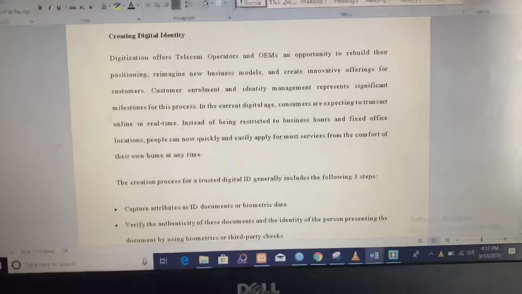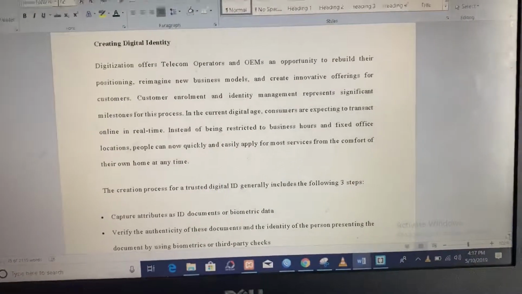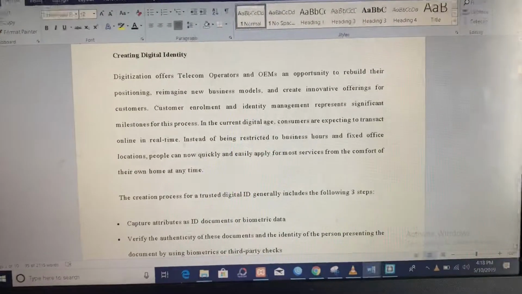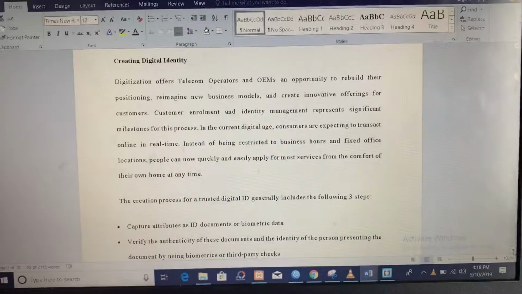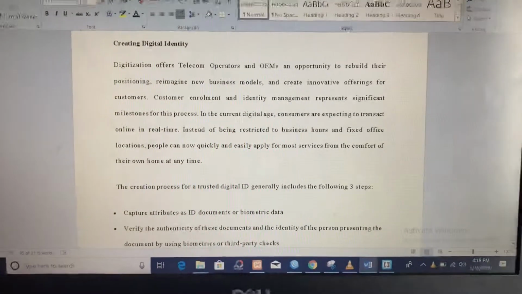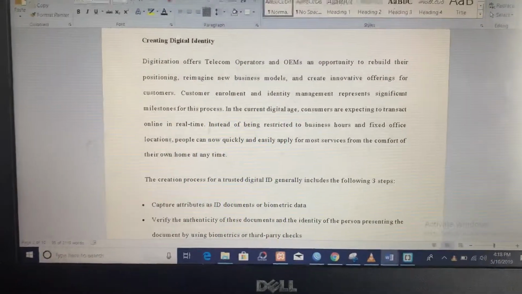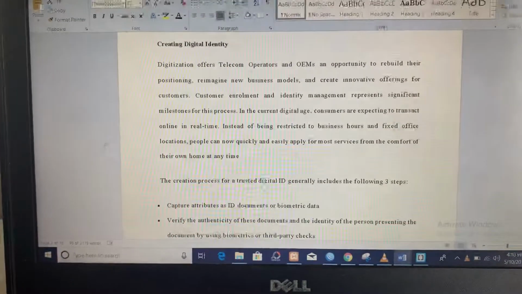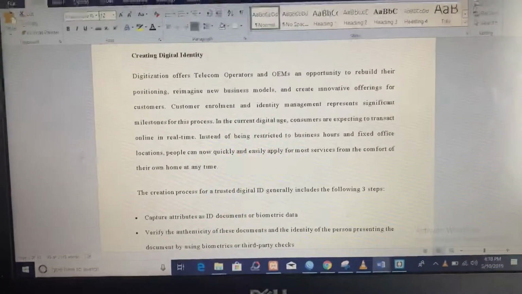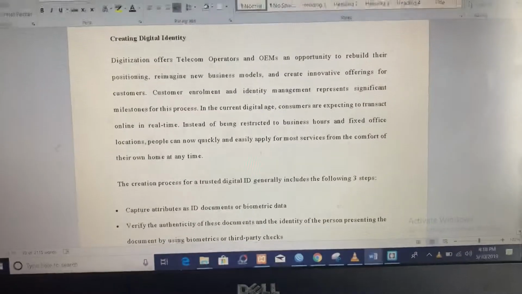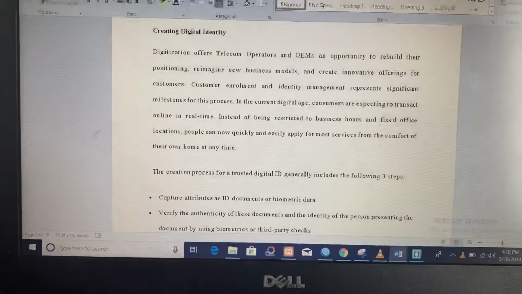After capturing these attributes, we want to make sure they are verified for their authenticity. So we make sure the facial recognition attributes match the attributes of the person trying to sign on to whatever platform has been provided by the company. Another means is making sure that the fingerprint matches.